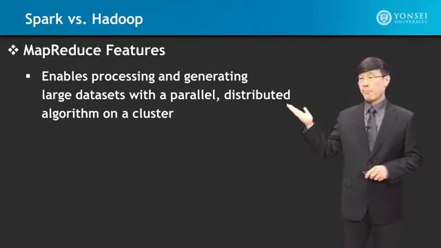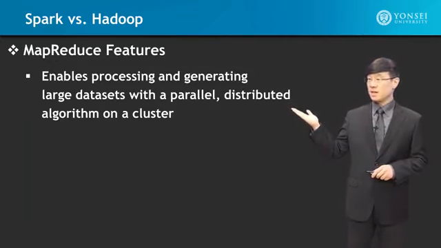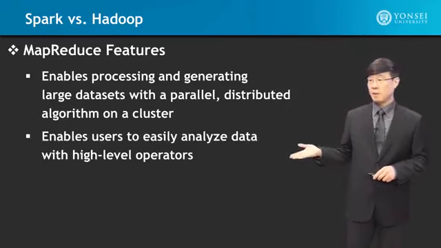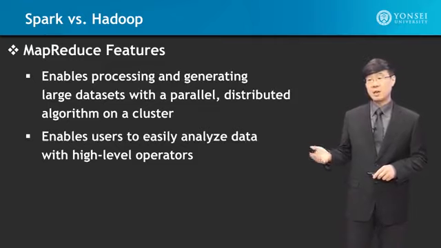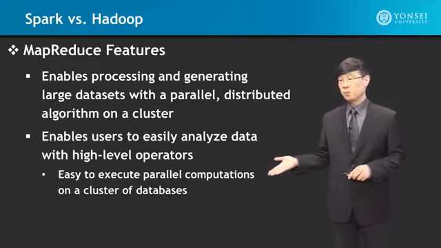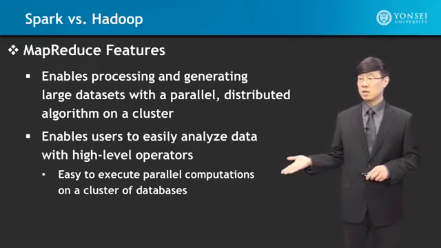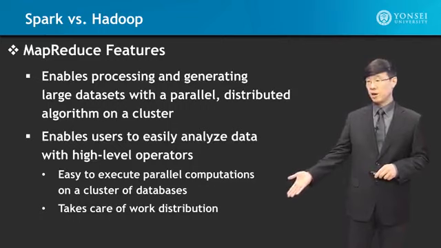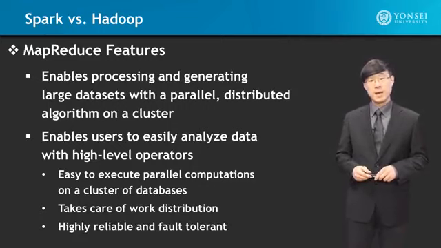MapReduce features. MapReduce enables processing and generating large data sets with a parallel distributed algorithm on a cluster. It enables users to easily analyze data with high-level operators. It is easy to execute parallel computations on a cluster of databases. It takes care of work distribution. And it is highly reliable and fault-tolerant.